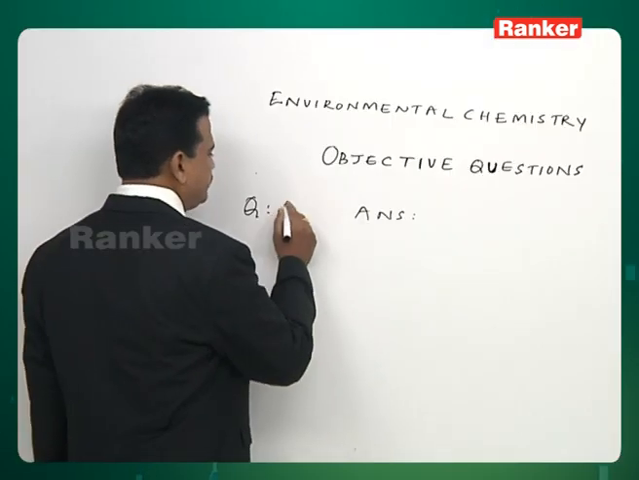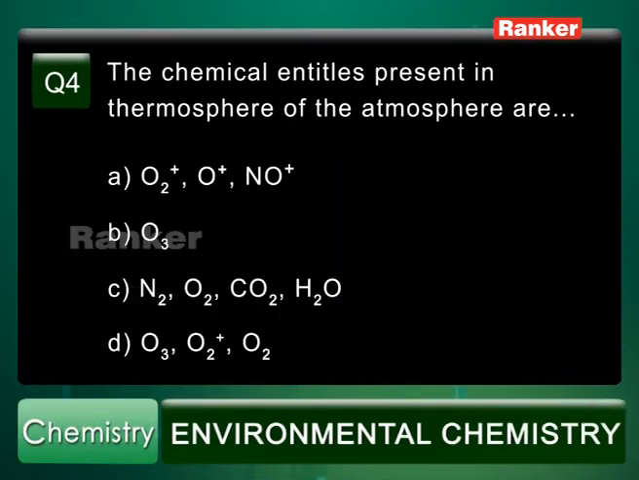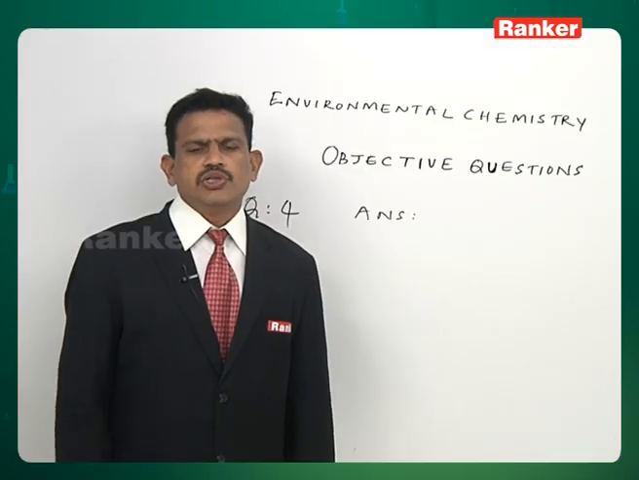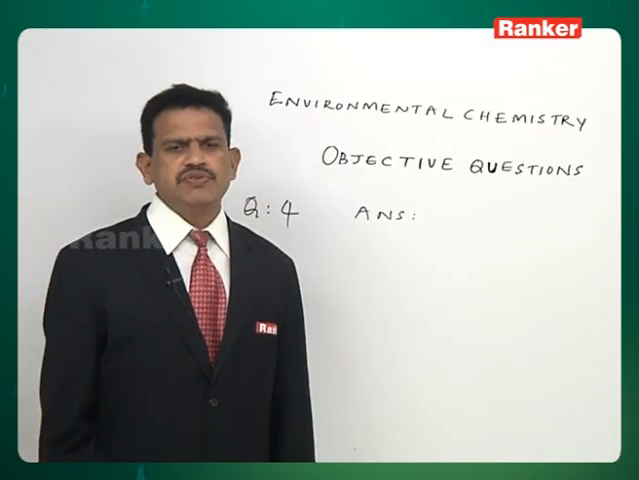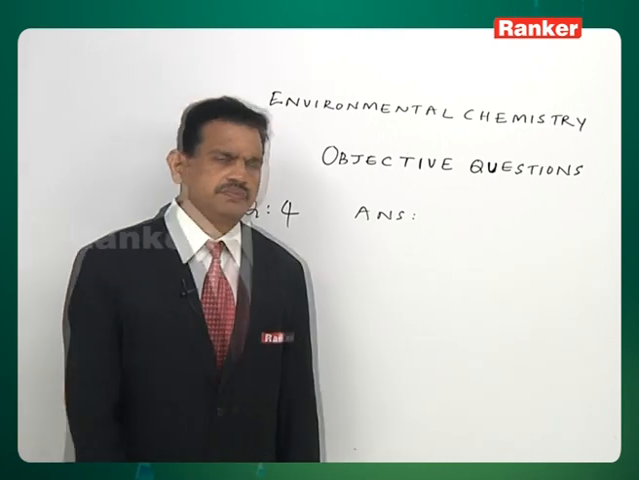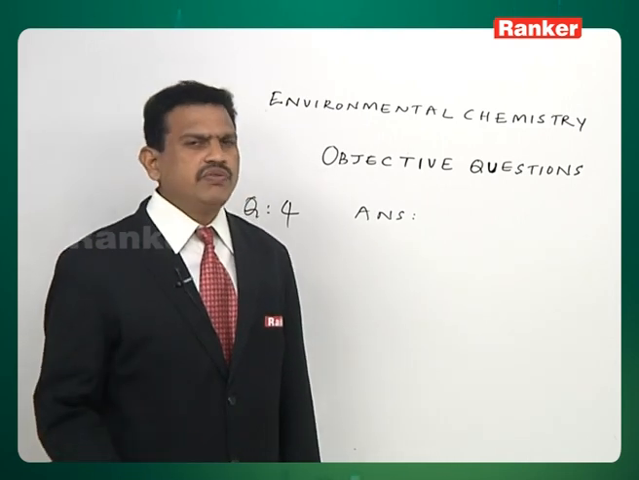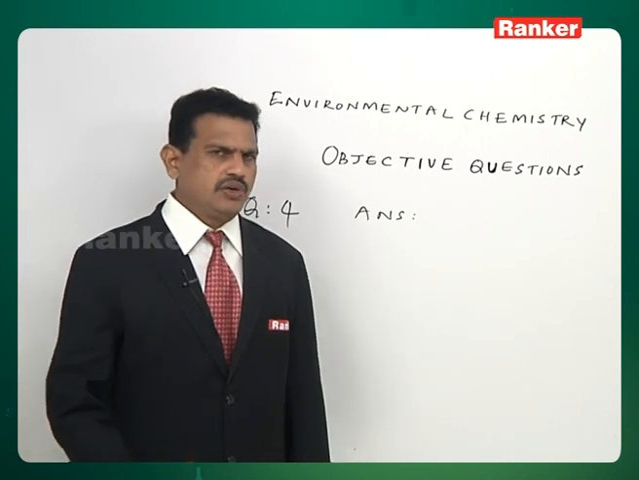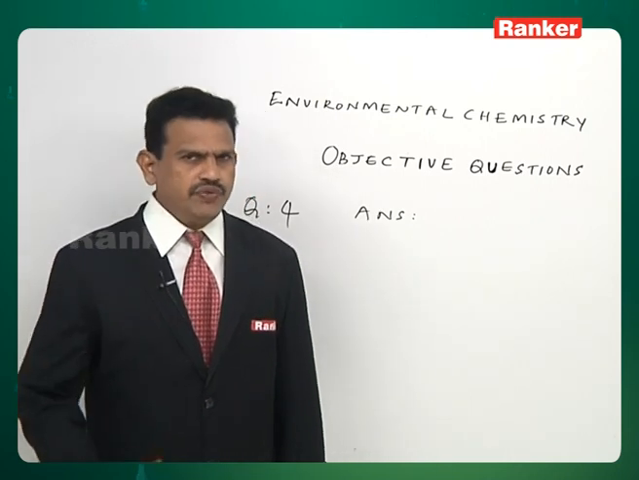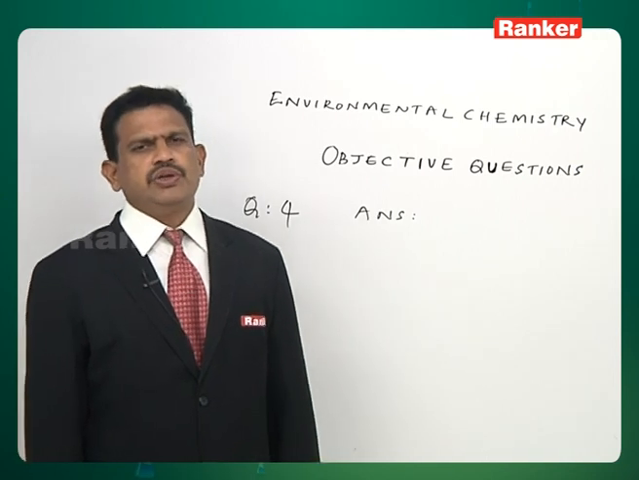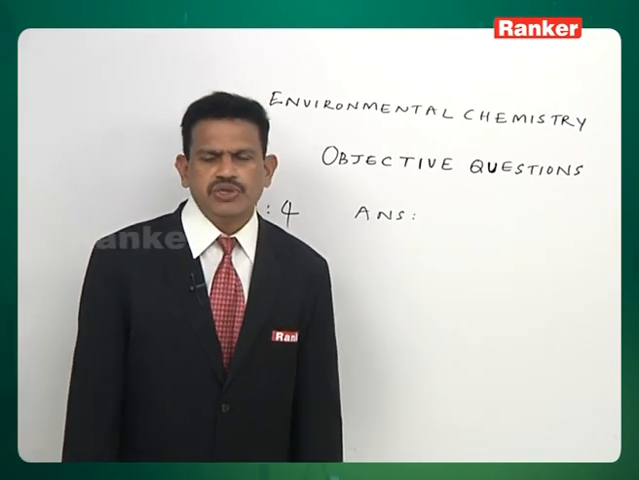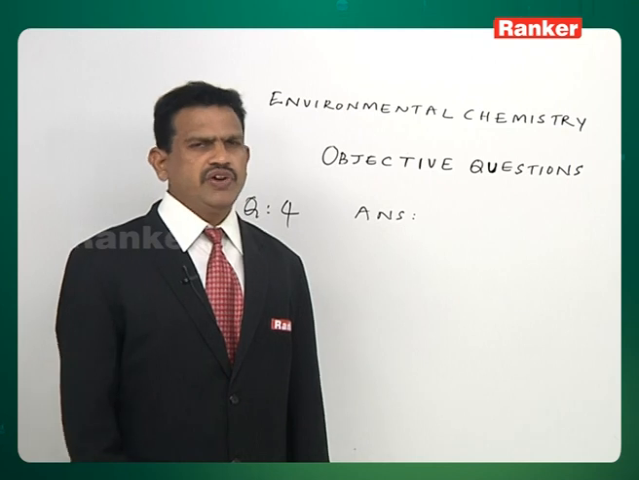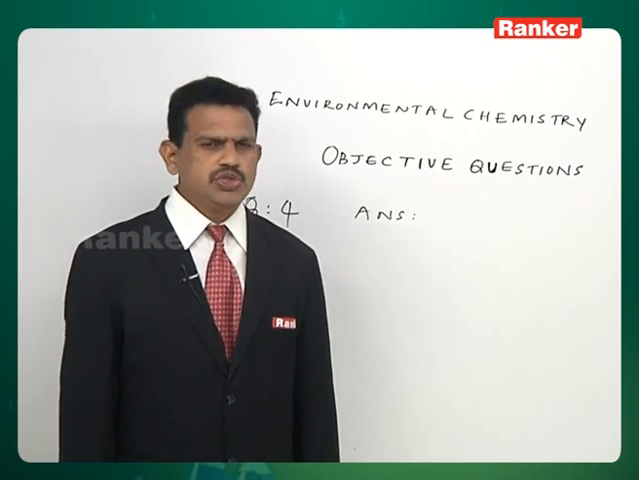Question number 4. The chemical entities present in the thermosphere of the atmosphere are... So, the chemical species or entities which are present in the thermosphere. What is the thermosphere? We have learned many times: 0 to 10 kilometers is the troposphere, 10 to 50 is the stratosphere, 50 to 85 is the mesosphere, above 85 up to 500 kilometers is the thermosphere.